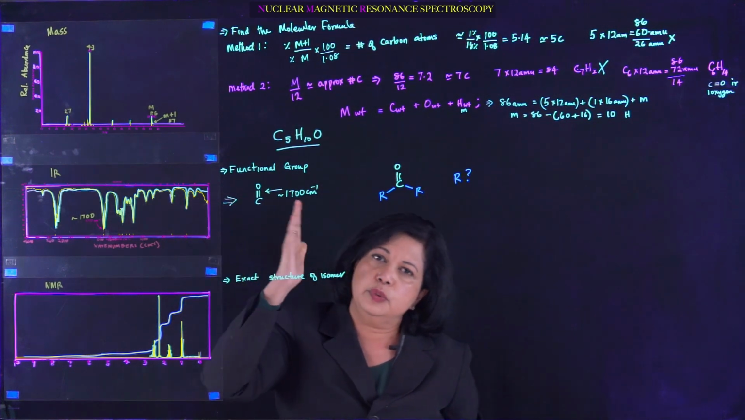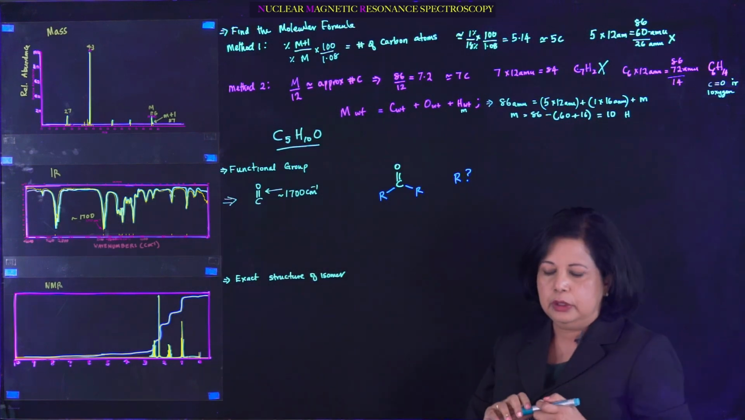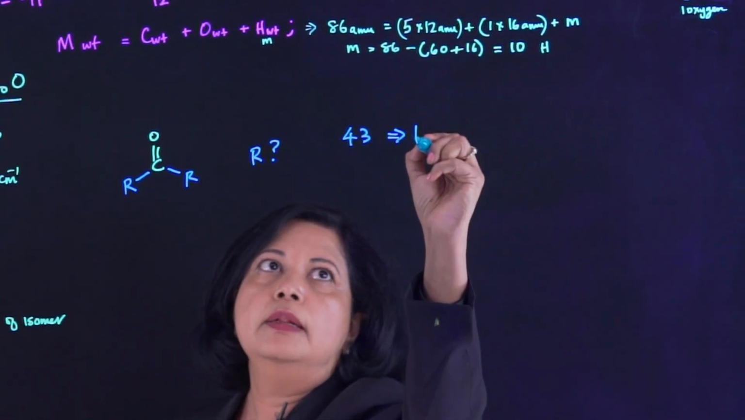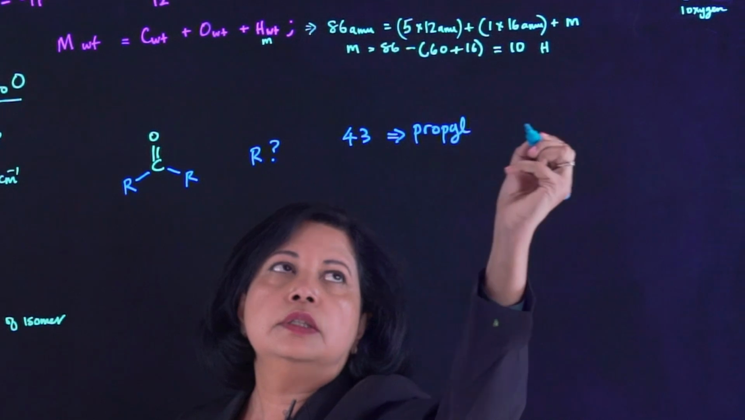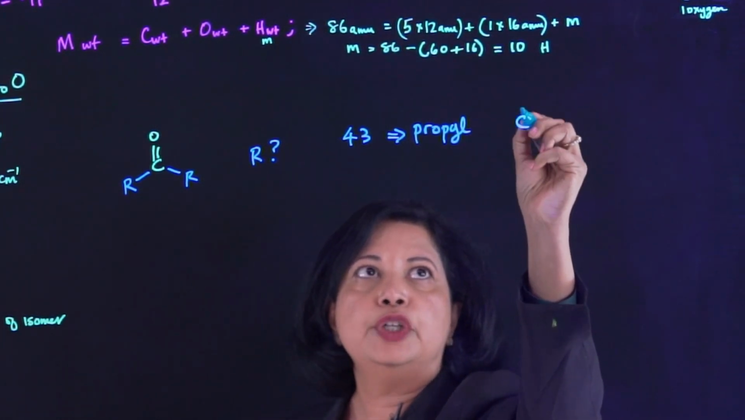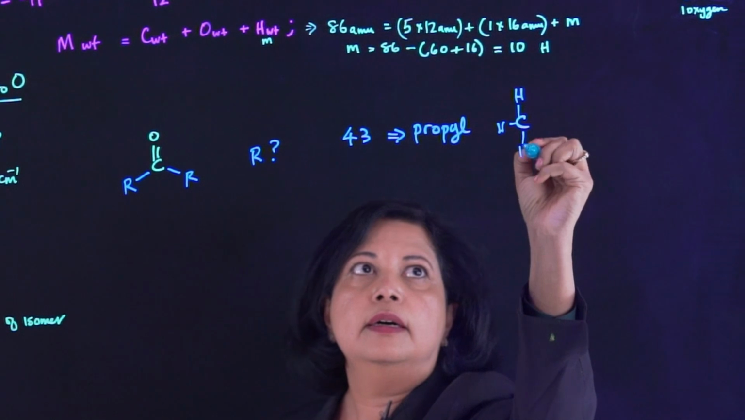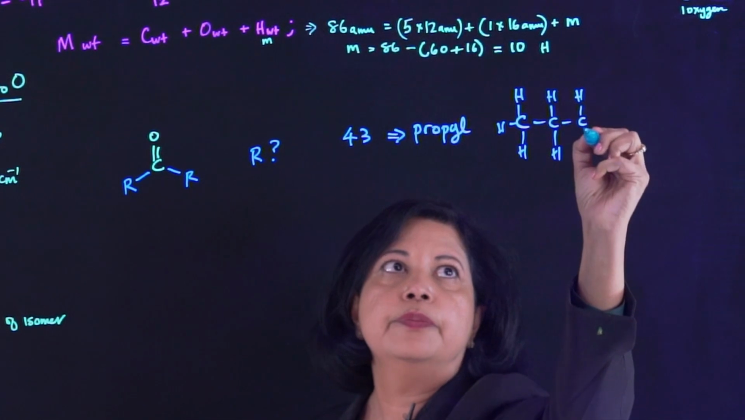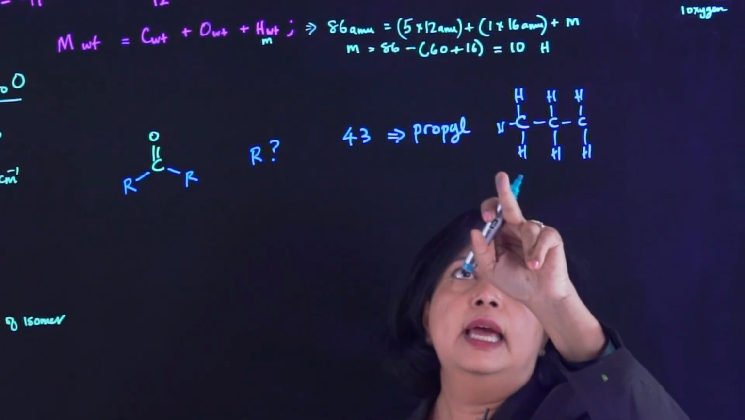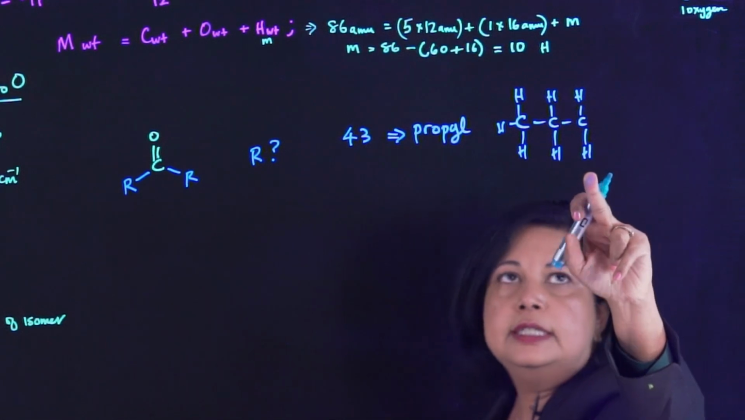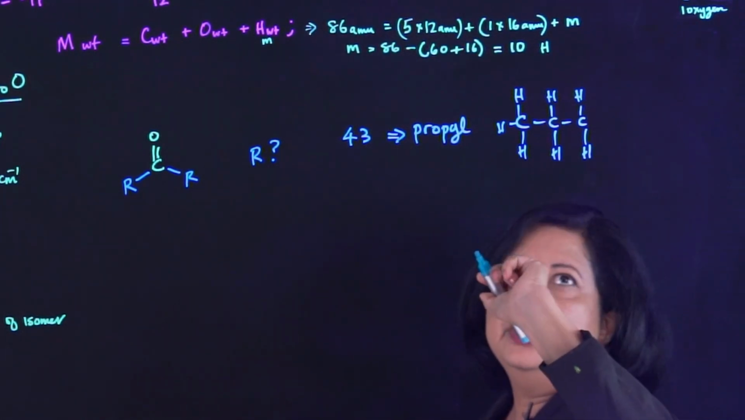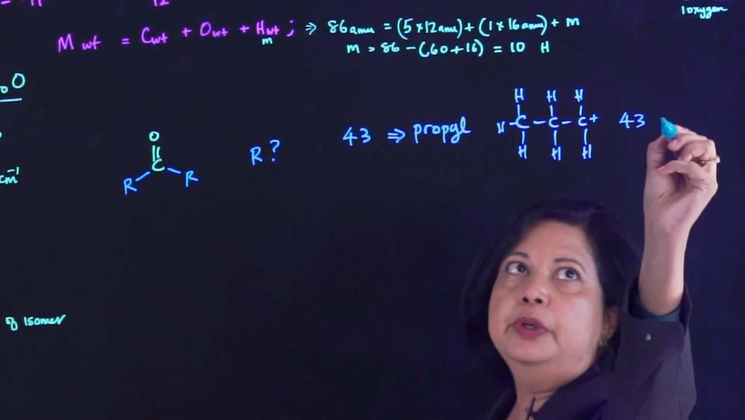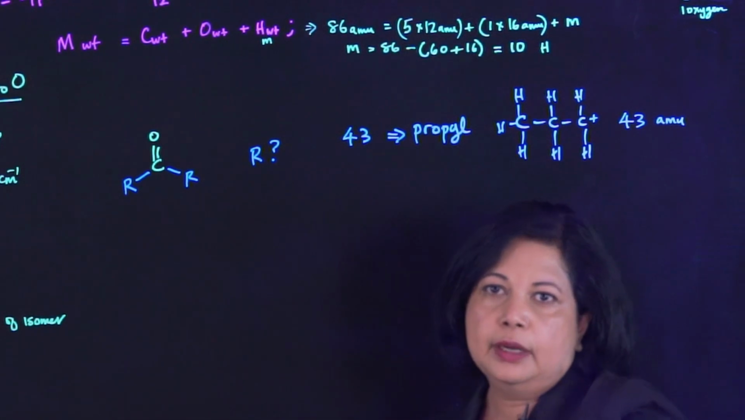43 was one of our most important numbers. Do you recall what that was? 43 was typically a propyl. So propyl was CH3, CH2, and CH2. So that's 36, and you have 7. So that is going to be 43. This is 43 AMU for that fragment.